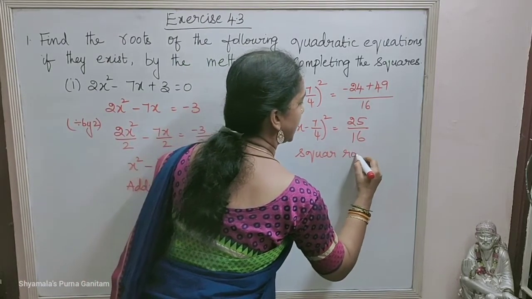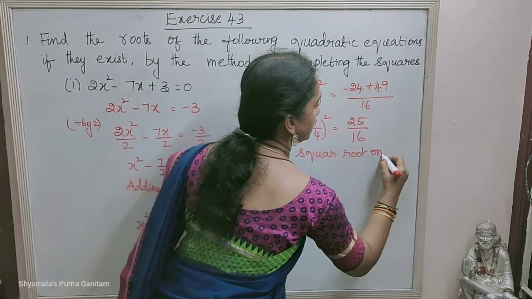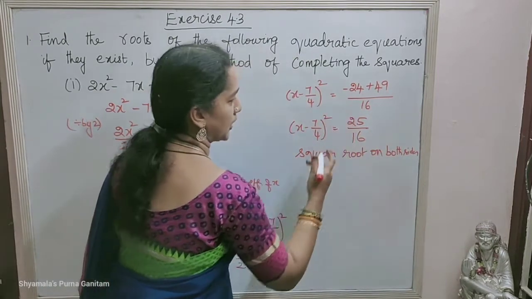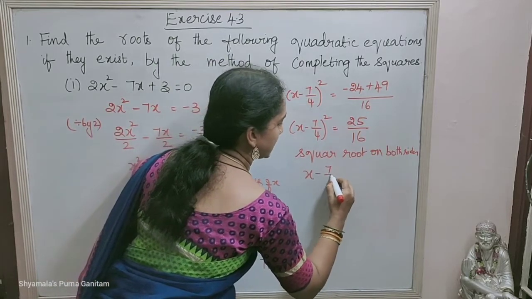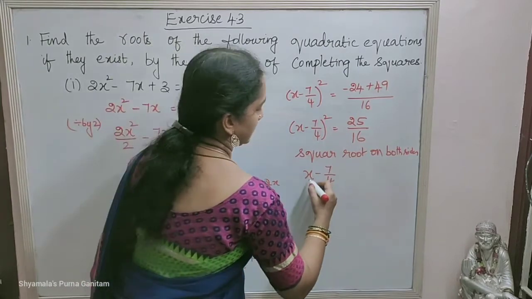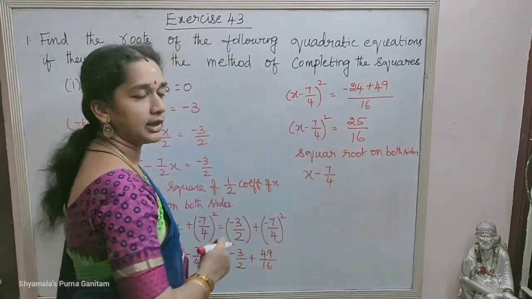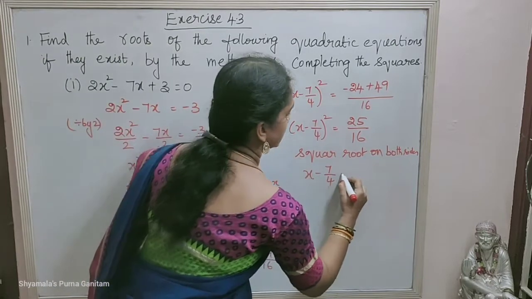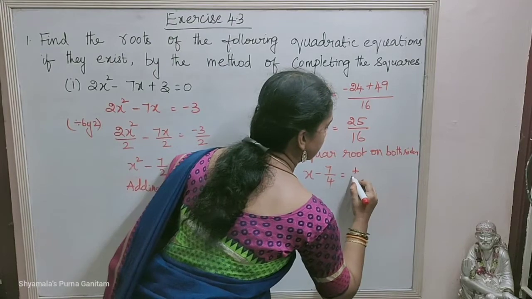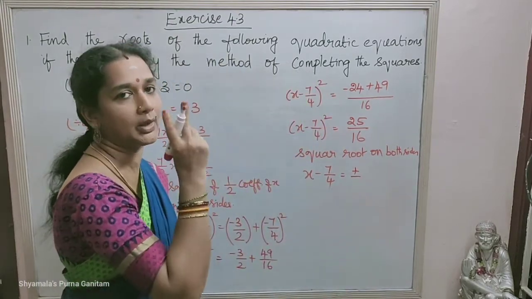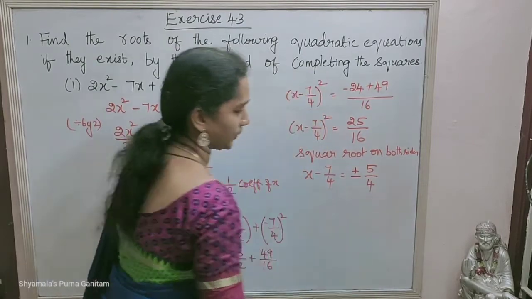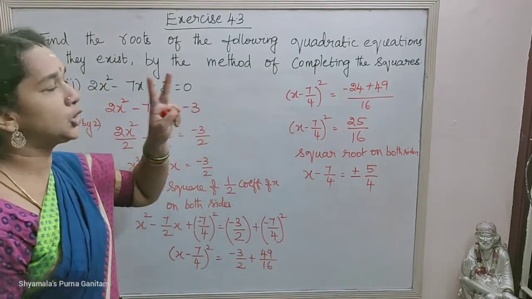Now, you find the square root of this on both the sides. If you find the square root on both sides, this square and this root will get cancelled. I will get x minus 7 by 4. And on this side I will get root of 25 by 16. Since it is inside the root, I will get two values for that, that is plus or minus 5 by 4. Now, I need to get two values for this.